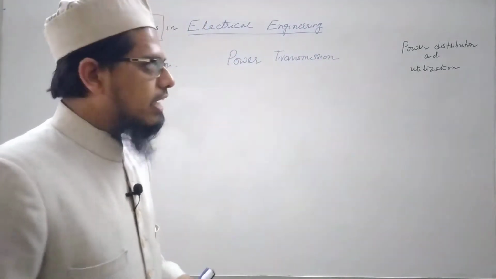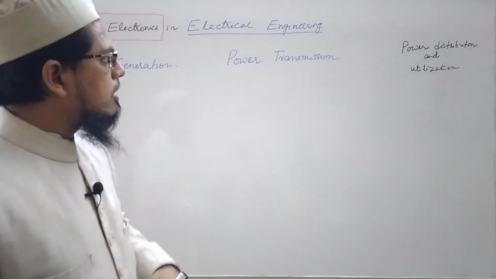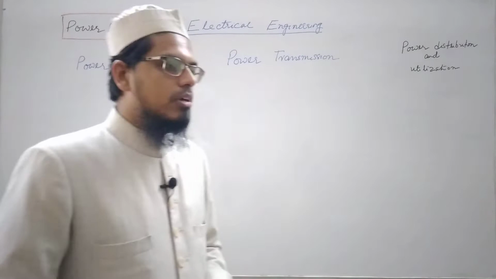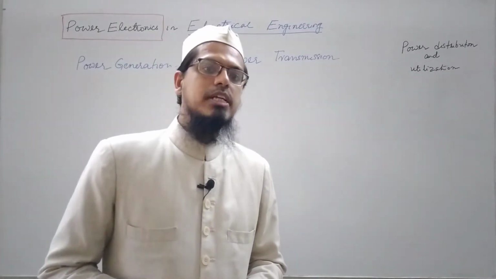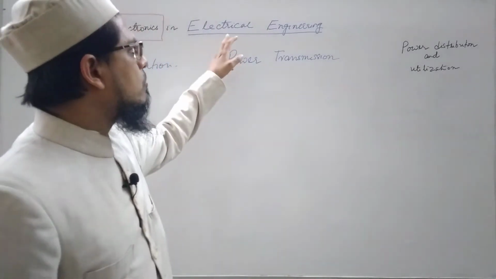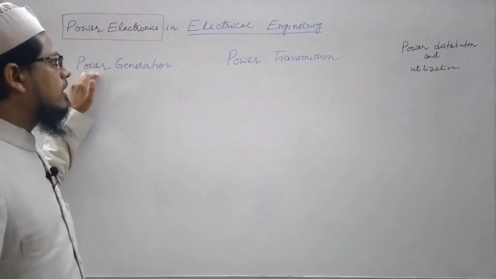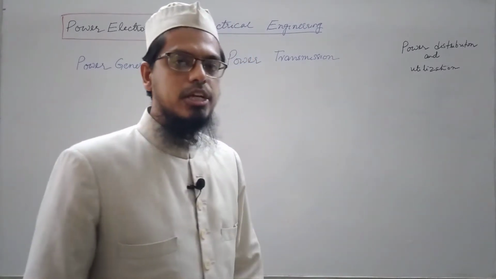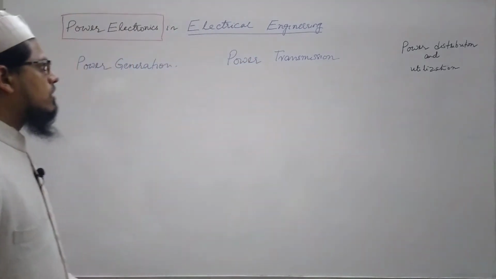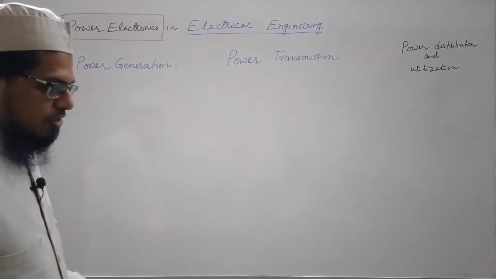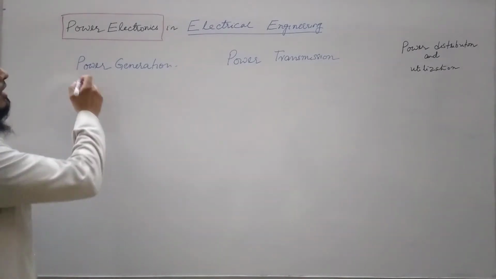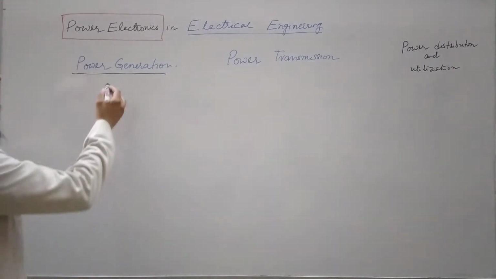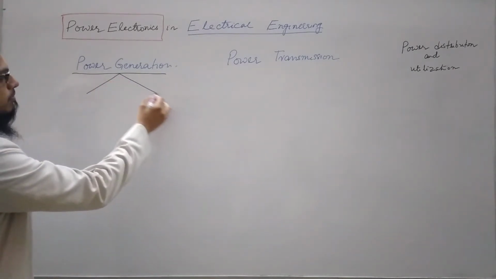I have drawn a block diagram, a flow chart here, and I have tried to show the areas of electrical engineering in broad terms. So we use electrical engineering in power generation, then transmission, and power distribution and utilization. Starting from power generation, we know that power is generated in two ways.